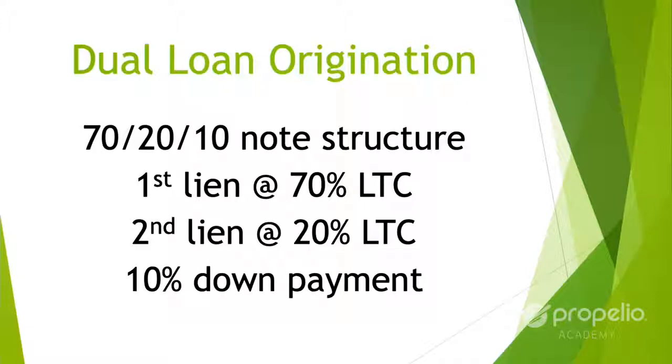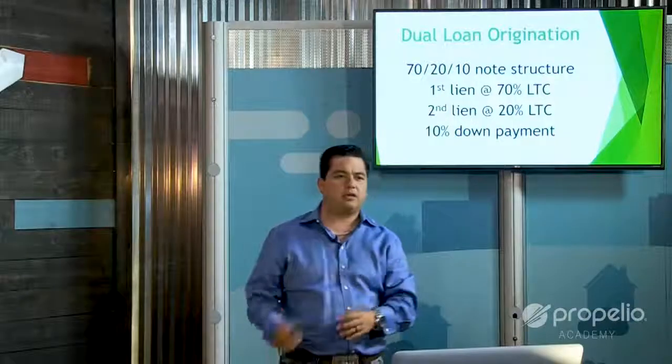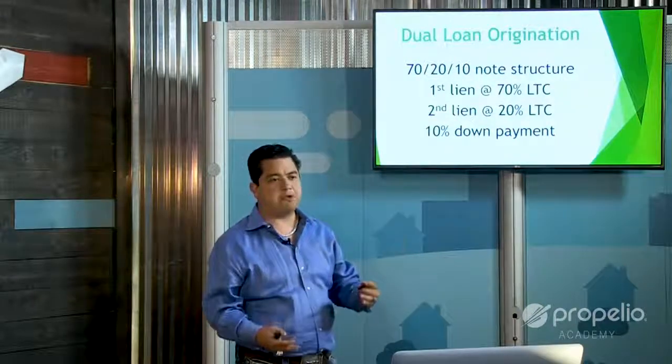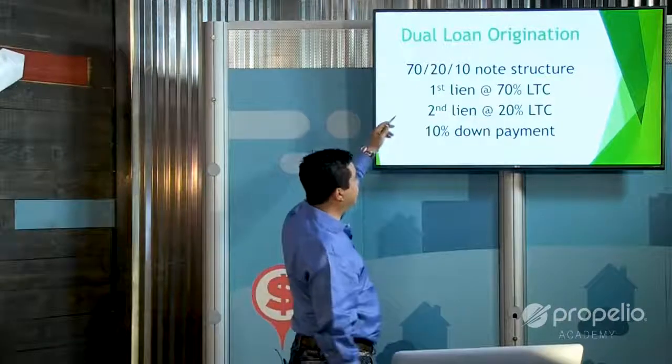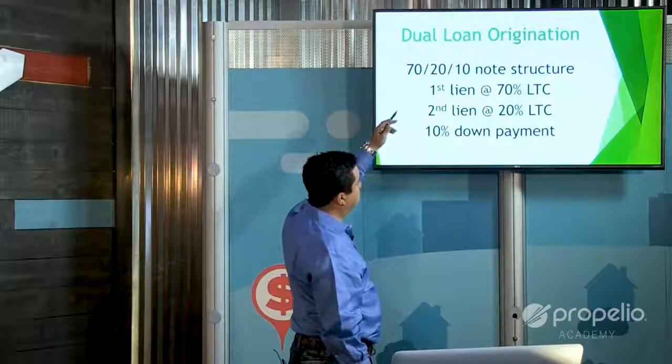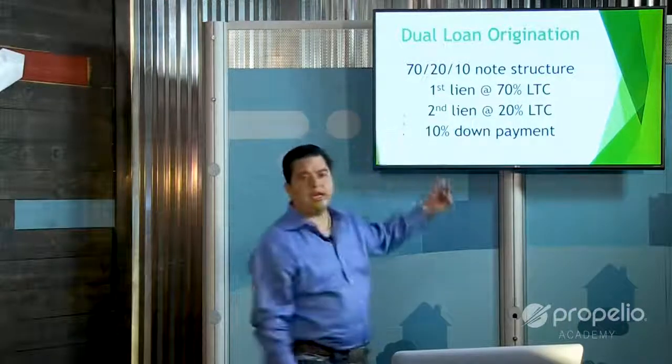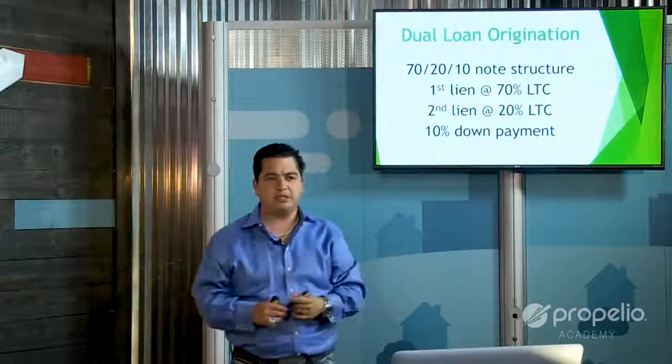The 20, the second number, is going to be the second lien position, which in this example is going to be a 20% loan to cost. And 10% is the last number. This is going to correspond to the down payment. So that's why I said a little while ago, if your buyer is giving you a 20% down payment, yours might be a 70-10-20, for example, or maybe a 60-20-20. So it depends.